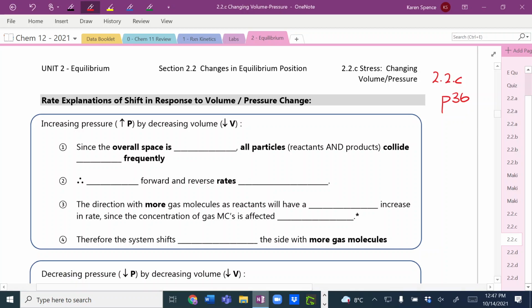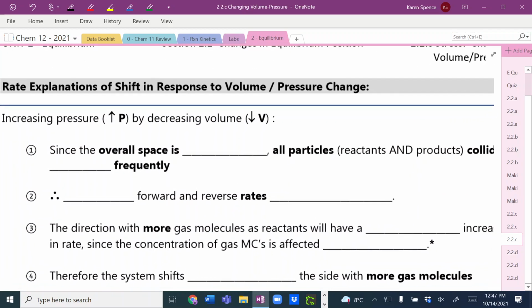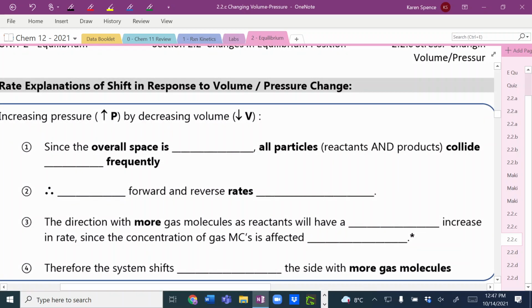Increasing the pressure by decreasing the volume. Since the overall space is it bigger or is it smaller? Smaller. All of the particles, both the reactants and the products, are going to collide more frequently. And therefore, both forward and reverse rates are going to increase.